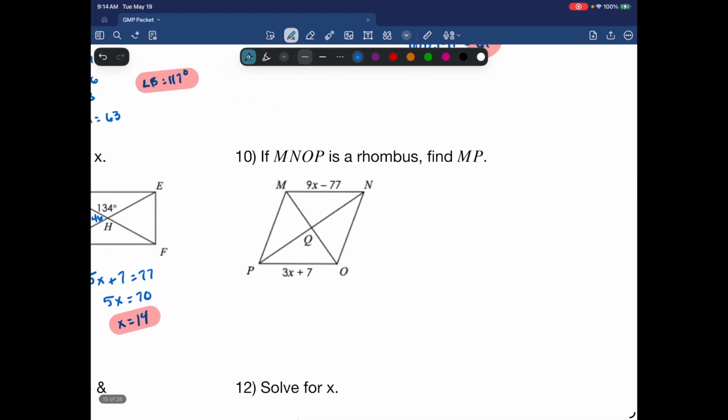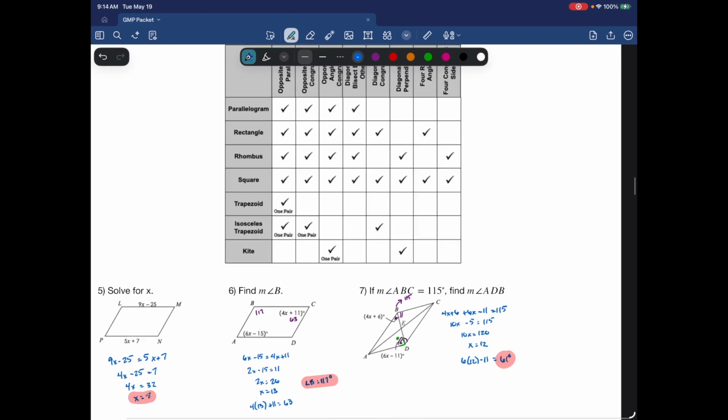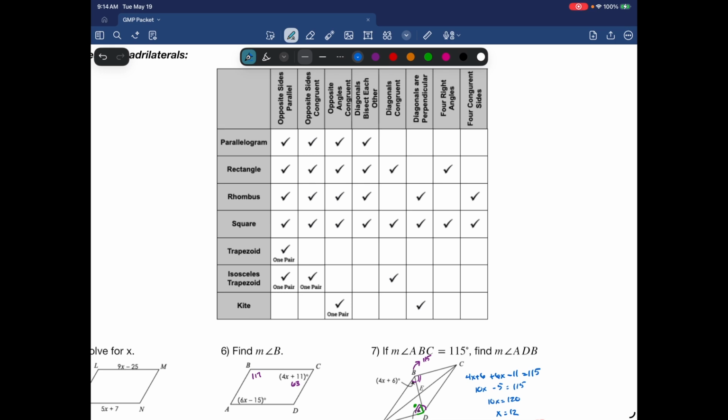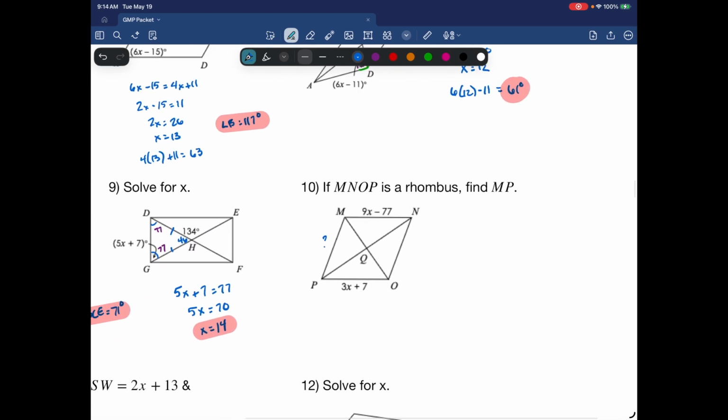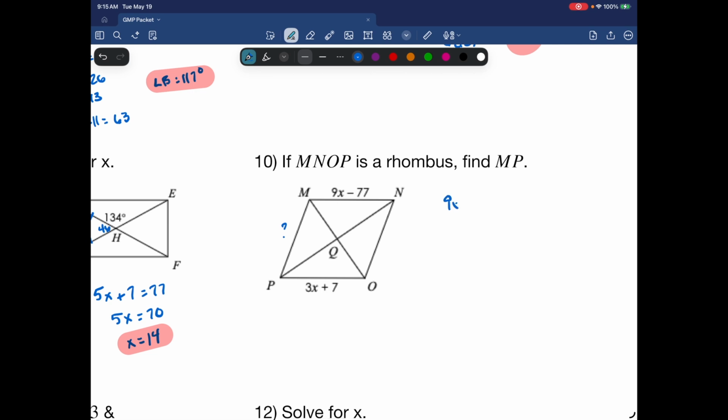Okay, so if this is a rhombus, find MP. So I want to find this side right here. Well, the thing with a rhombus is all sides are congruent. So parallel sides are congruent, opposite sides are congruent, opposite angles are congruent, diagonals bisect each other, diagonals are perpendicular, and you have 4 congruent sides. All right, so because the sides are congruent, I'm going to set them equal to each other. 9x minus 77 equals 3x plus 7. This is going to give me x. So you get 6x minus 77 equals 7. 6x equals 84. X equals 14.